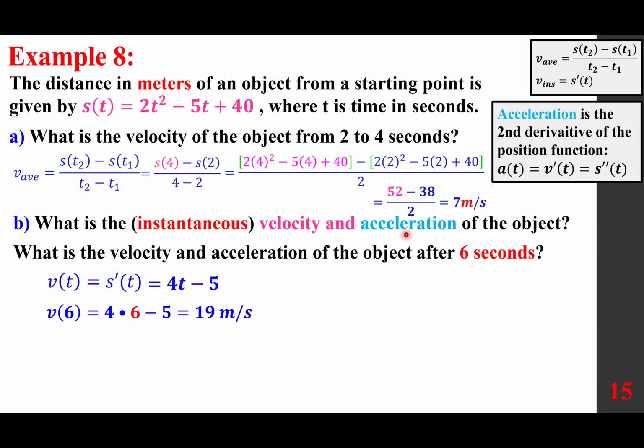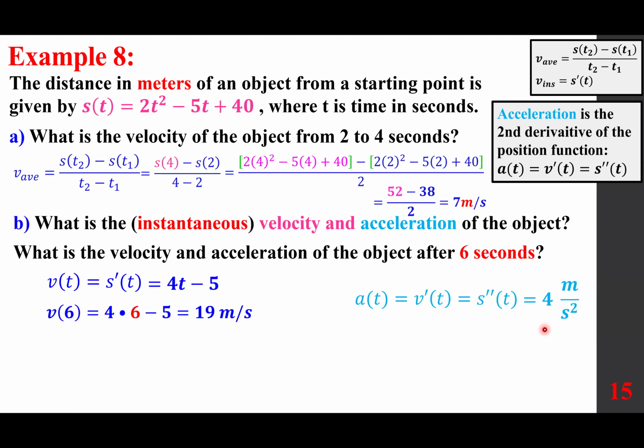Acceleration. What is acceleration? Acceleration is the second derivative of the position function. a of t is v prime or s double prime. That means differentiate again. And that's the application of higher derivatives. So if I differentiate this again, I get 4, which is independent of t. That means the answer is 4 after 6 seconds or 5 seconds or 2 seconds or 10 seconds, it makes no difference. It's 4. And the units are meters per square second.